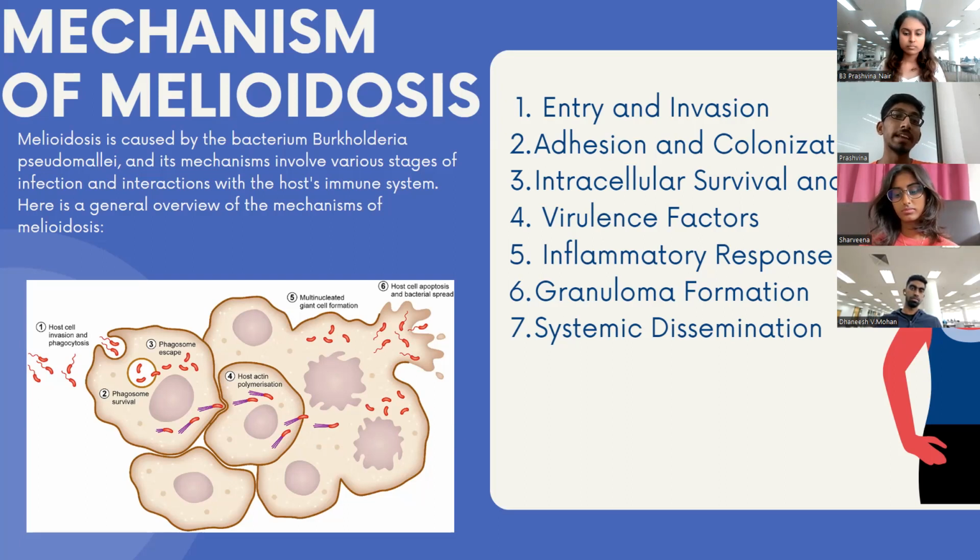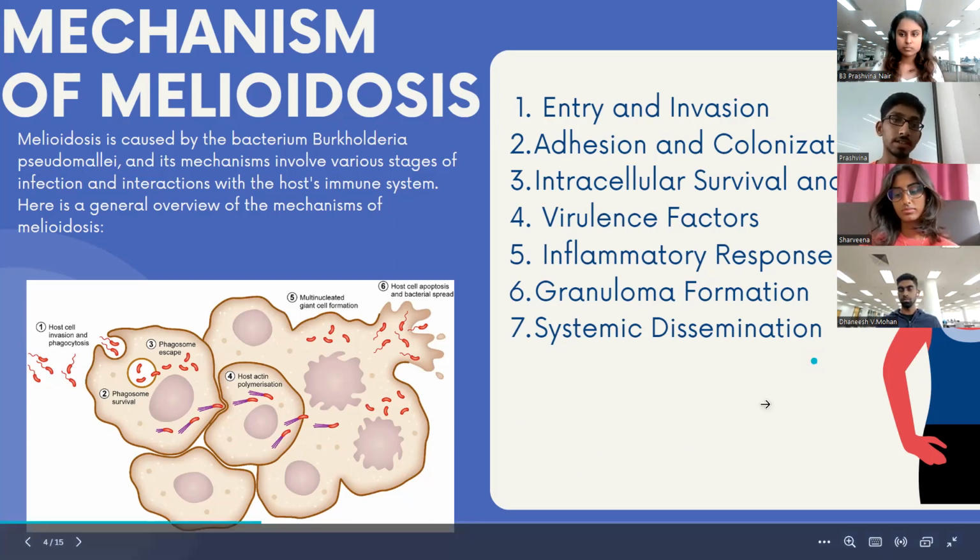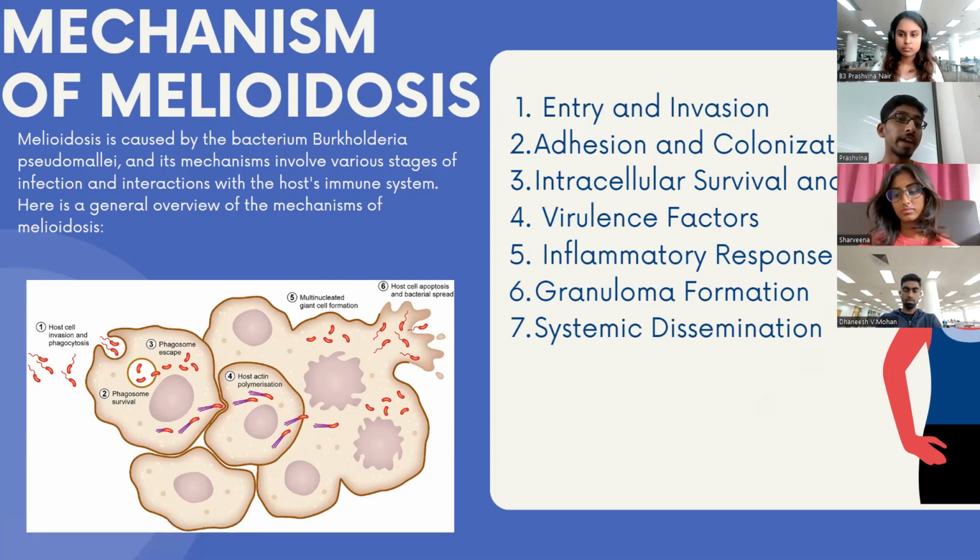So Burkholderia pseudomallei can enter the body through different routes, such as inhalation, ingestion, or direct contact with contaminated soil or water. Once inside the body, the bacteria can invade various cells and tissues, including epithelial cells, macrophages, and other immune cells. The second one is adhesion and colonization. Burkholderia pseudomallei possesses various surface structures, such as adhesins and pili, which allow it to adhere to and colonize host cells. The bacteria can then establish infections in multiple organs and tissues, including the lungs, liver, spleen, and kidneys, which are the main components for our body to work.